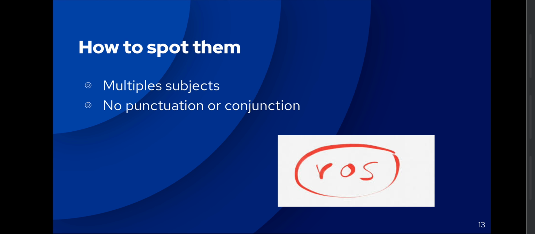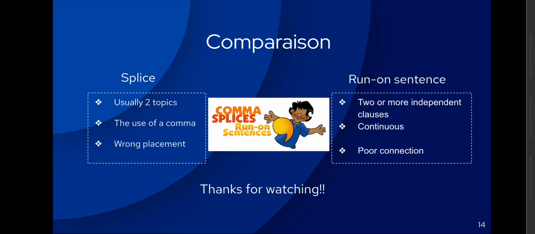How to use a run-on sentence. Look through your paper for long sentences. If they have multiple subjects that could be separated or divided, or no punctuation or conjunctions, you have found yourself a run-on. There are two types of run-ons, and comma splices are one of them. Although they have certain similarities, they are not the same. Let's compare.